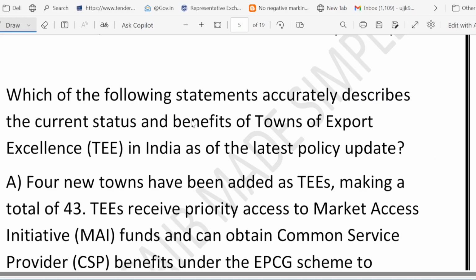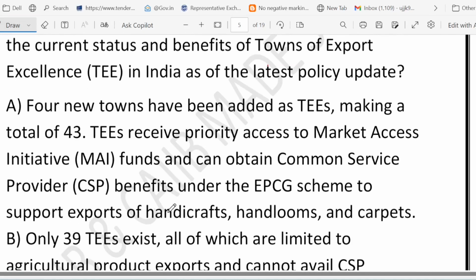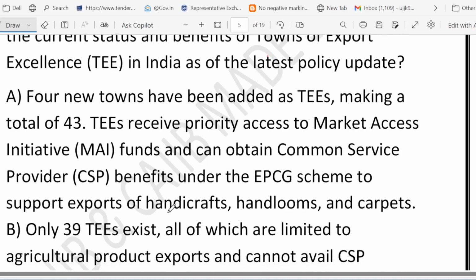The next question is a very, very important question. Let's have a look. The question says, which of the following statements accurately describes the current status and the benefit of Towns of Export Excellence in India as of the latest policy update? Very good question it is. So friends, the options are: A, 4 new towns have been added as TEE, making a total of 43. TEE receive priority access to the Market Access Initiative Fund and can obtain common service provider benefit under the EPCG scheme to support export of handicraft, handloom and carpet.